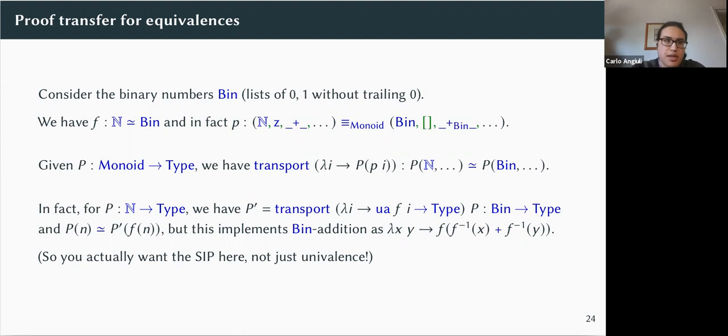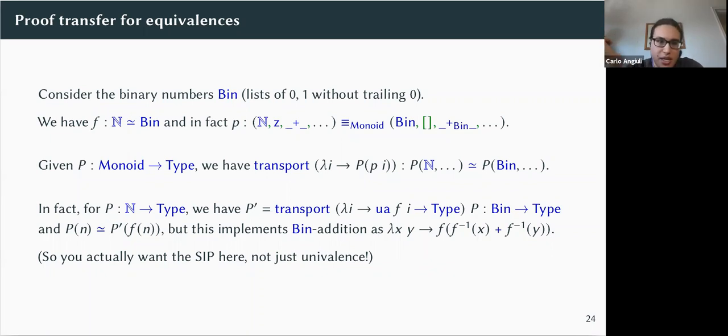So we can already use the structure identity principle in this way to get proof transfer for equivalences. I know I said it was a bad example, but I'm going to do it anyway: the binary numbers. Binary numbers are just lists of zeros and ones without trailing zeros. And these are, of course, equivalent to the usual unary numbers. In fact, by the SIP, we can show easily that there's an equality of monoids between the ordinary monoid on the natural numbers and a better one that you can define on the binary numbers, where plus-sub-bin is binary natural number addition.